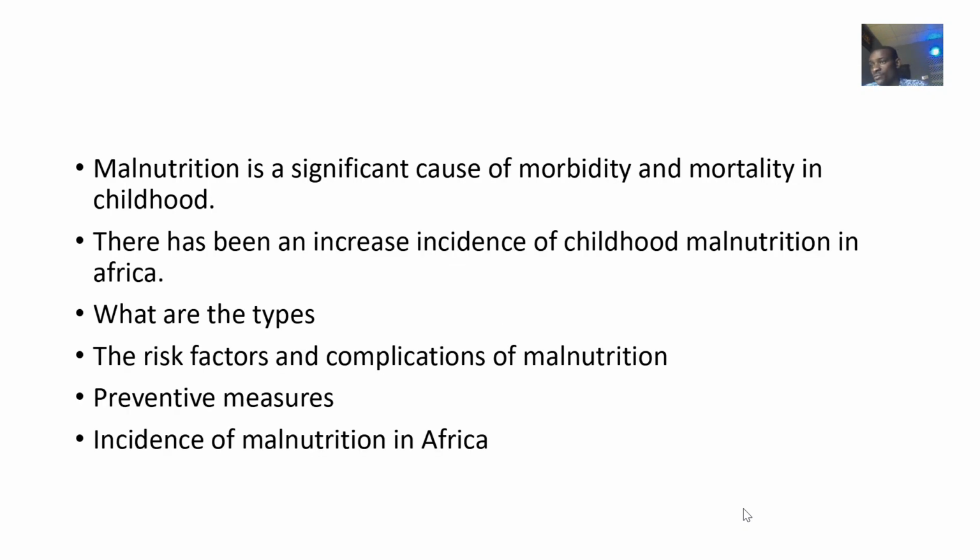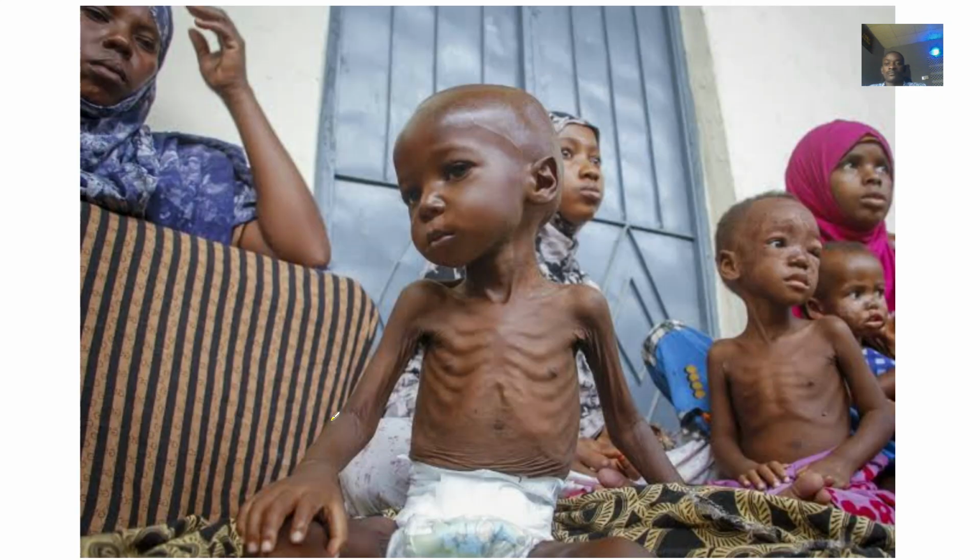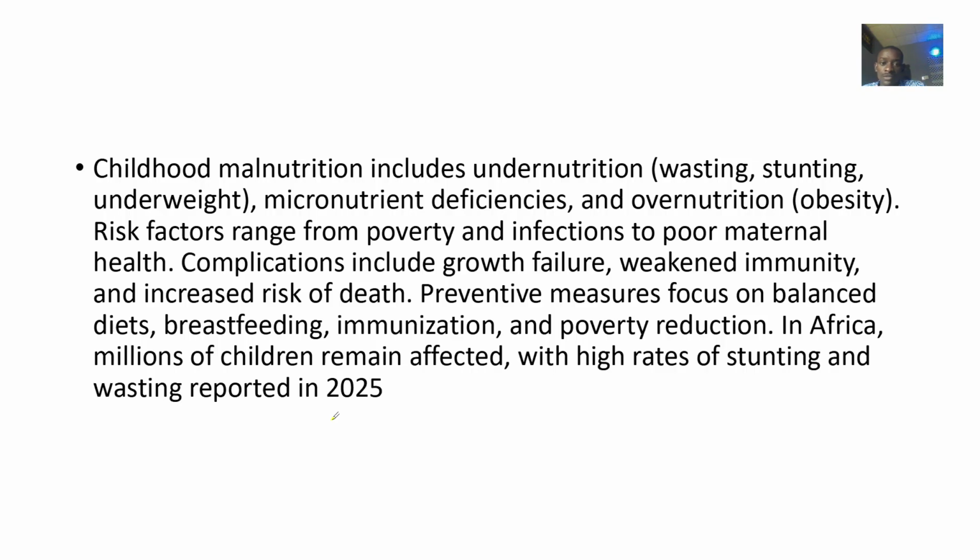Now the question in full, they said that malnutrition is a significant cause of morbidity and mortality in childhood. So there has been an increased incidence of childhood mortality in Africa. What are the types of malnutrition? What are the risk factors and complications of malnutrition? What are the preventive measures? How can I prevent malnutrition? And what is the incidence of malnutrition in Africa? So for all of this, first of all, you give an overview of it.